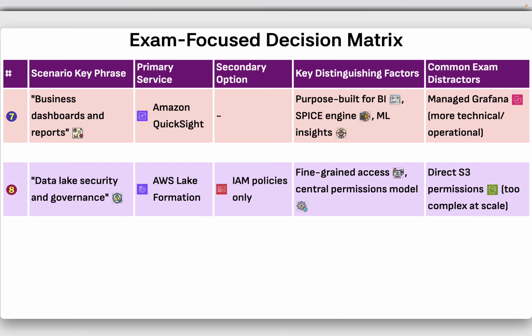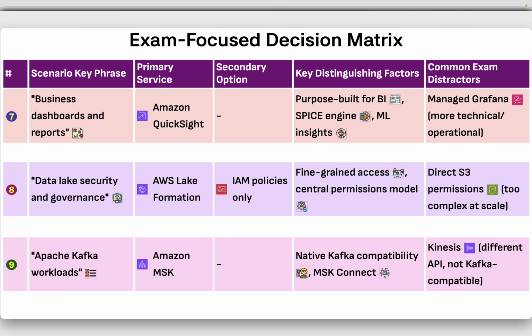Next, data lake security and governance. If these are the key phrases, then go with Lake Formation. Secondary options: you can still do it with IAM policies only, but that will take much more engineering. Key distinguishing factors of Lake Formation are fine-grained access and a central permissions model. Common exam distractors are direct S3 permissions, which are too complex at large scale. It's not scalable.